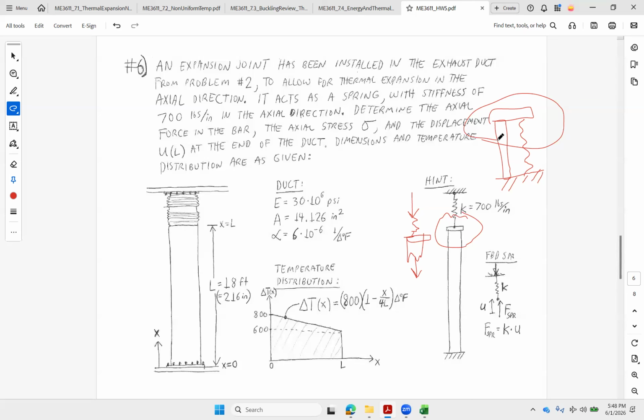We can either do F spring over K, that's the quick way, or we can do F bar L over AE plus the alpha delta T. They should come out the same, but we'll calculate that force by equating the two displacements, just like with any other two bar. All right, so it's just a two bar linkage.